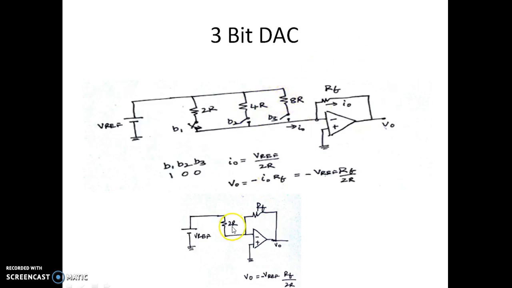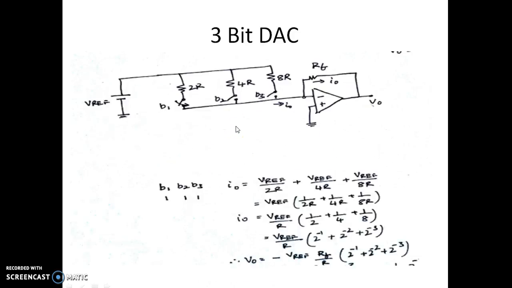This entire circuit reduces to a very simple circuit like this. Now you can see we have a V reference and there is only 2R connected here. These two resistors are open, that's why they are not connected. We have something like this as a circuit diagram. This is an inverting amplifier with the input voltage as V reference and the resistors are RF and 2R. So the output expression is minus V reference into RF by 2R. That is the output voltage. Depending on the logic condition, if the bit is 1 the switch is turned on, and if it is 0 it is turned off.